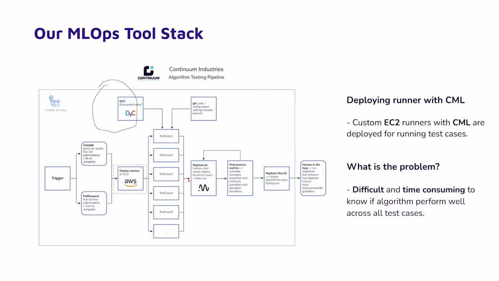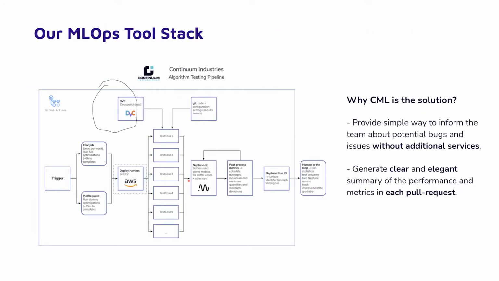So that's where CML comes in. It helps us automate that process because it provides a very simple and easy way to let the team know if there's a bug or if there's any algorithm issue that we did not foresee, and to let the developer know without any additional services required. The way it does it is it generates a very clean, elegant summary or table, or even a graph at each pull request. So we know how the algorithm performed before we merge it. If there's anything wrong with it, we can instantly pick it up right at the PR before merging.